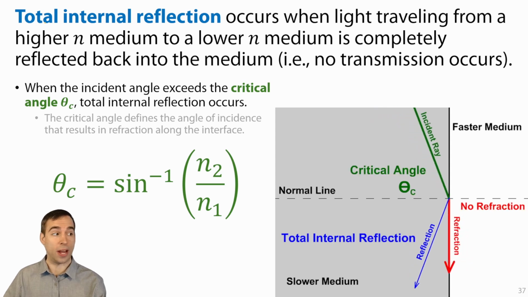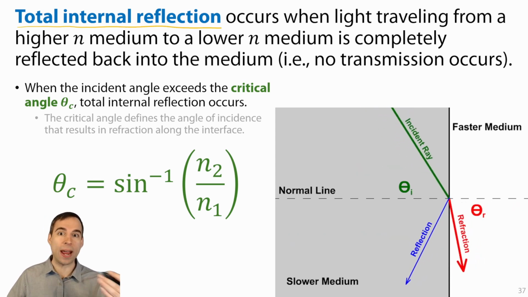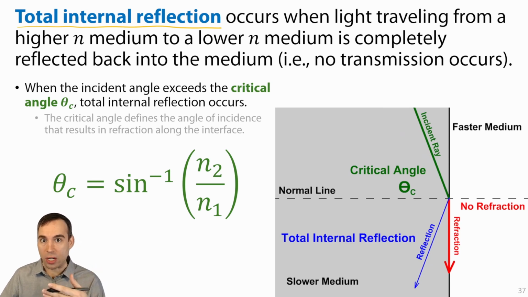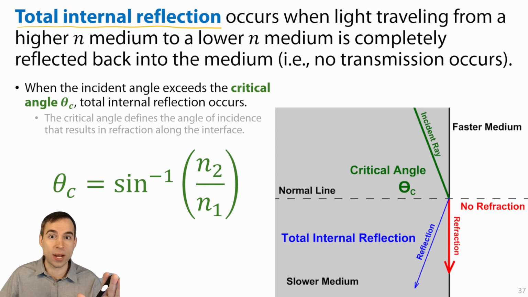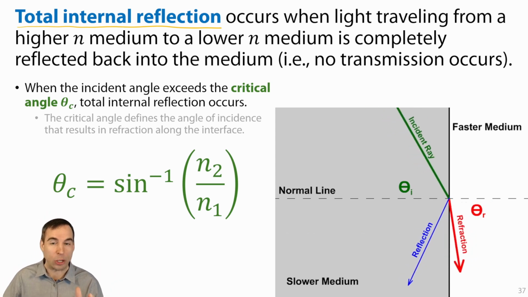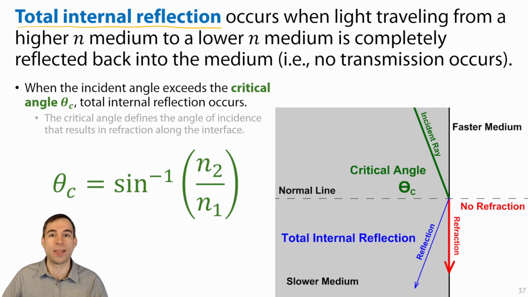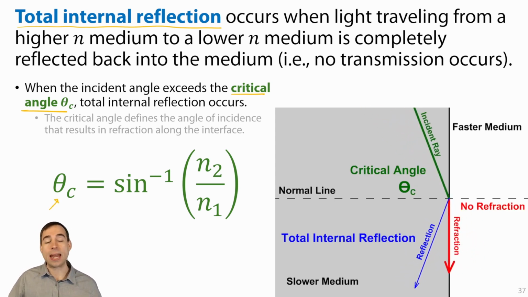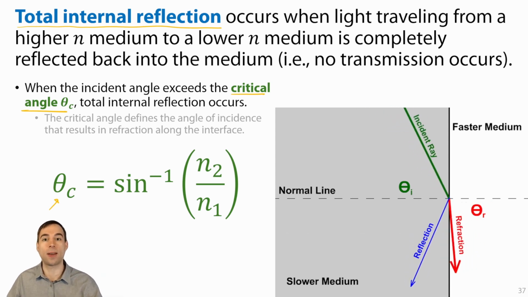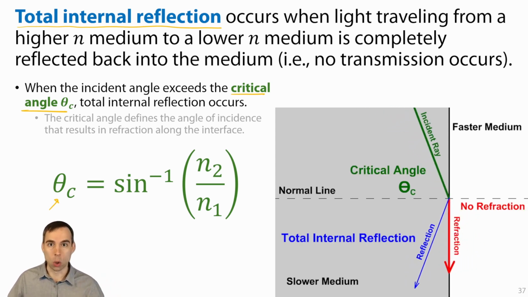We can have another unique phenomenon called total internal reflection, which is ultimately a result of refraction. Total internal reflection occurs when a light ray travels from a high index of refraction material to a low index of refraction material, and is therefore completely reflected back into the original medium. There's no light that is transmitted or refracted through. It is totally internally reflected within the original medium that it was traveling in. And this will occur when we have an incident angle that exceeds the critical angle, is what we call it. This critical angle is an angle that our light ray would have to be incident upon the interface with in order to achieve total internal reflection.